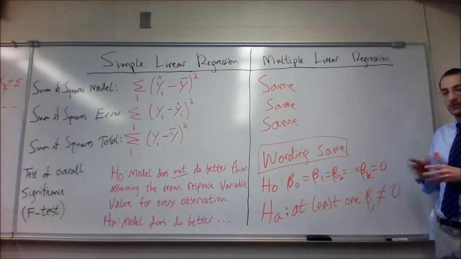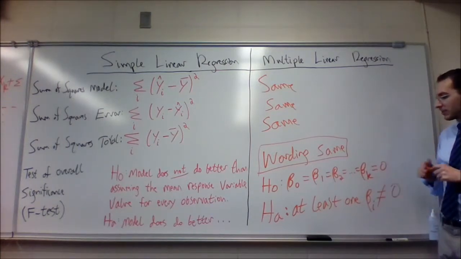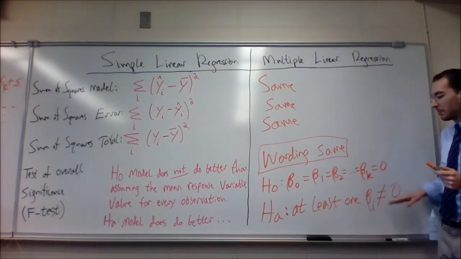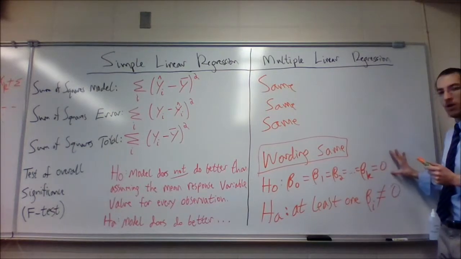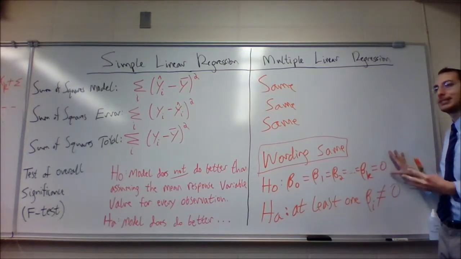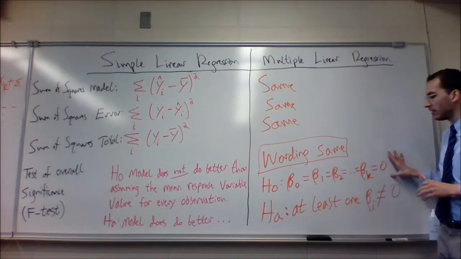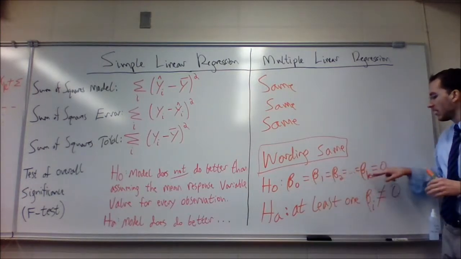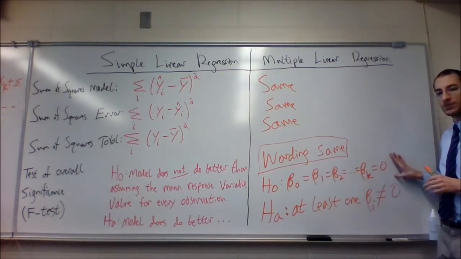So to review, one way the book likes to do this, and the way a lot of people think about it, is to say that my null hypothesis for the F statistic, for the overall model, is that every single one of my slope coefficients is equal to 0.